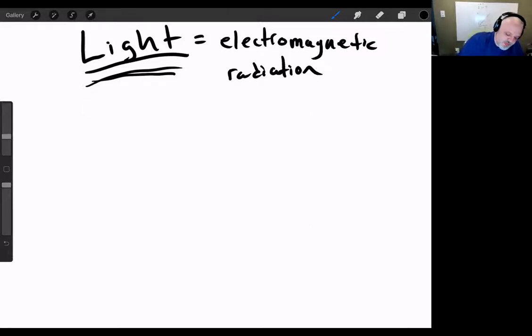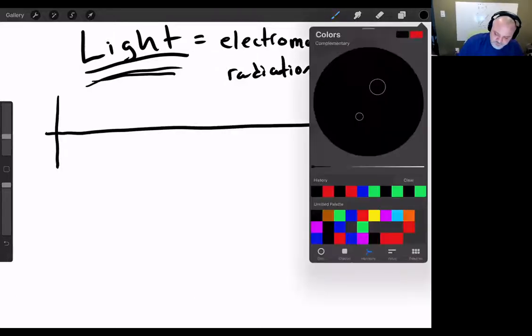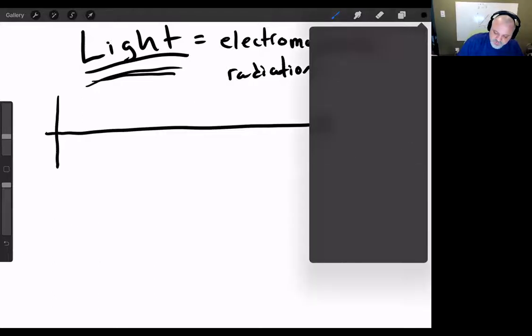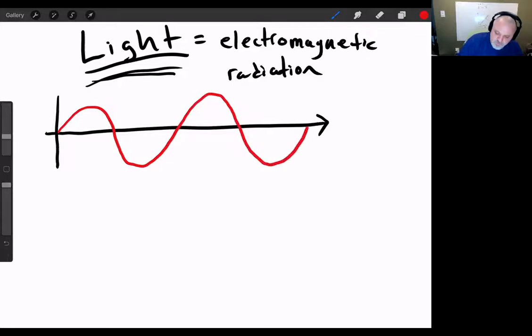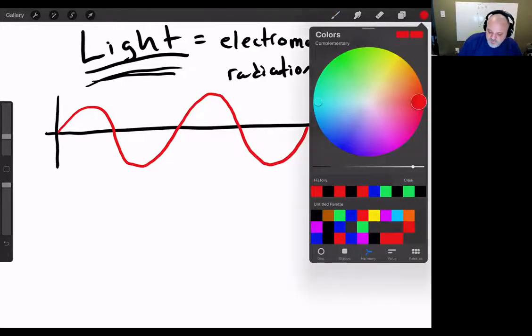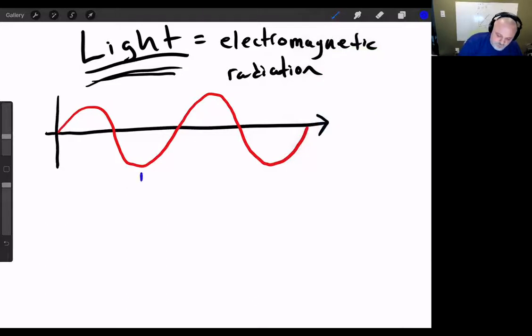But before we talk about light, let's talk about waves. So here's an axis of propagation. Let's talk about the properties of a wave. What are the properties of this wave? What's this called? This would be the same as this, right? A peak to peak or a trough to trough distance. What's that?